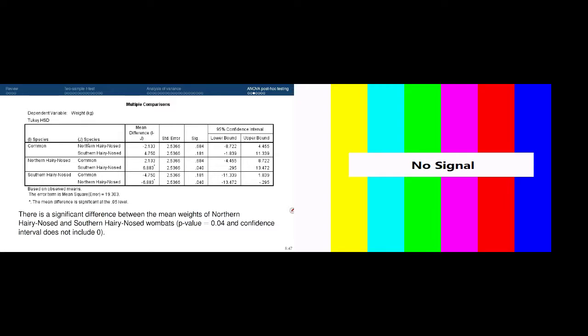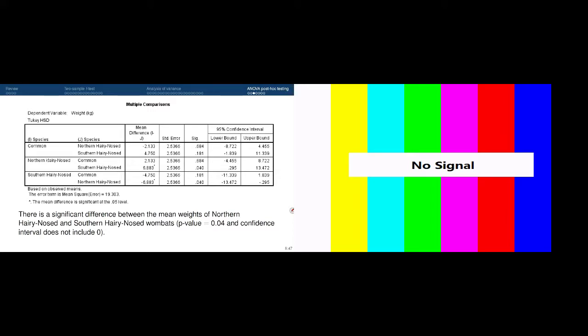So here on this first area of the table, we've got a comparison of common to northern and common to southern. Here we have the mean difference, so this is the difference in the means for those groups. And here we have a column of significance levels. So we basically interpret this column of p-values just like p-values if we were doing any t-test, say. So in all of these comparisons, except this one here, the p-value is greater than, say, 0.05.